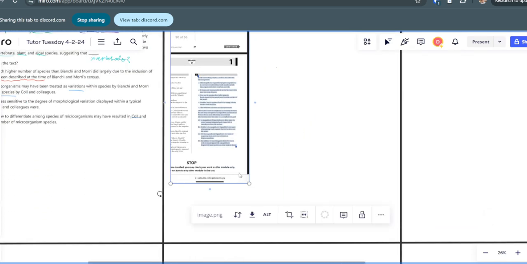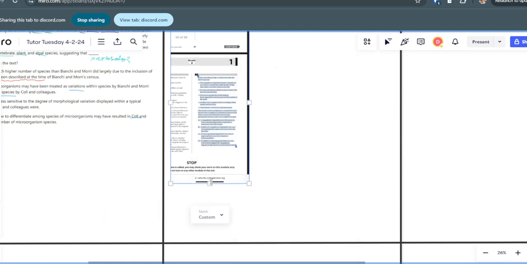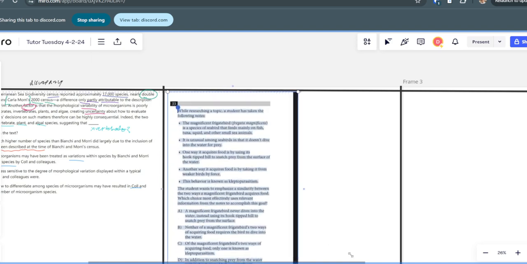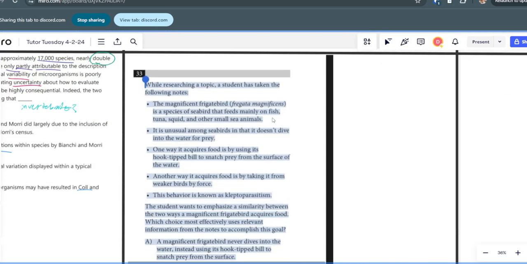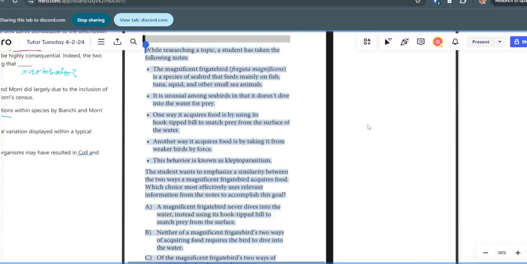This looks like a little rhetorical synthesis question that you might find on the SAT. So let's shrink that down a little bit. Math problems, yeah, we can do some math problems later, for sure. So this one says, while researching a topic, a student has taken the following notes. I usually skip the notes. It says the student wants to emphasize a similarity between the two ways a magnificent frigate bird acquires food. Which choice most effectively uses relevant information from the notes to accomplish this goal?